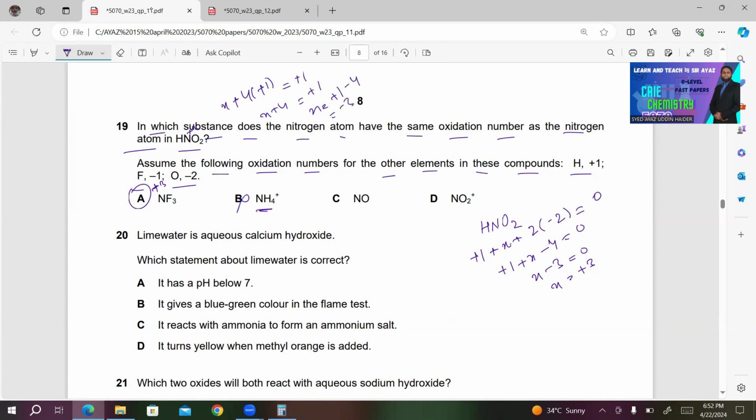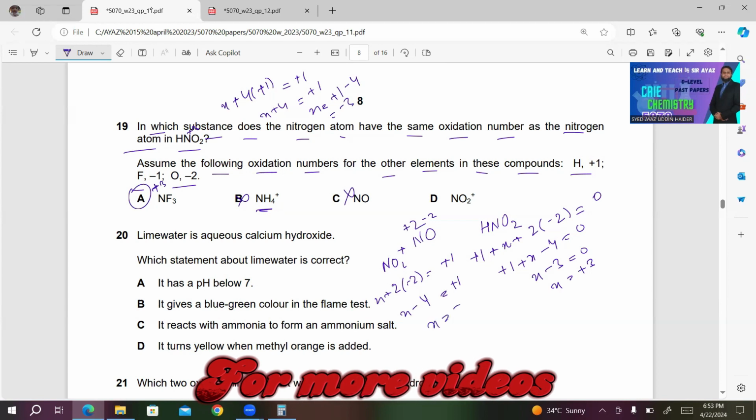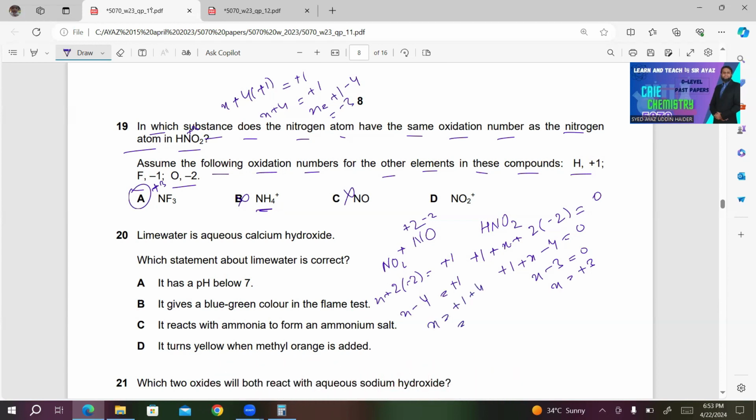This is incorrect. C, NO. It's very simple. Nitrogen carrying -2, so it must be carrying +2. This is also incorrect. What about NO2 plus? NO2 plus means overall charge is +1. 2 atoms of oxygen, so 2 multiplied by -2. X plus X minus 4 gives +1, or X is equal to +1 plus 4, it's carrying +5 here. This is also incorrect. A must be the right answer.